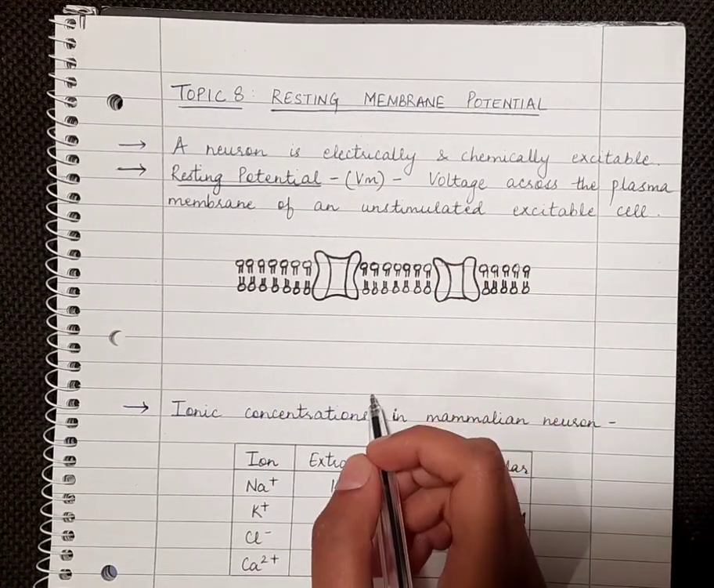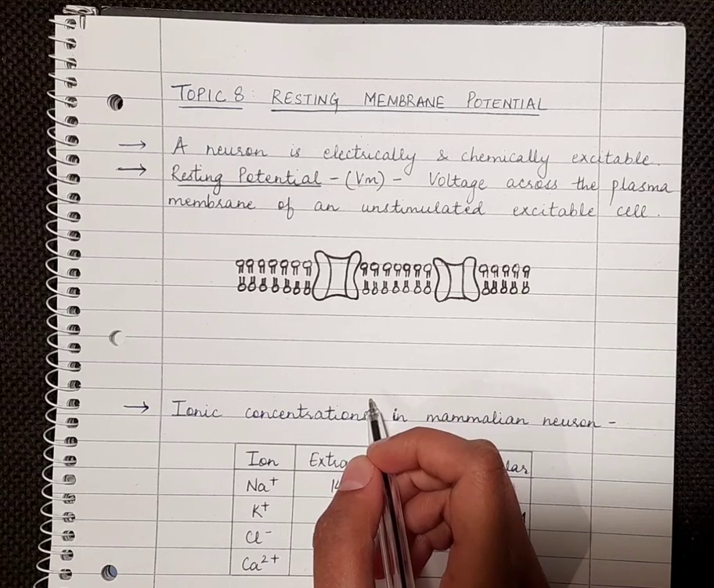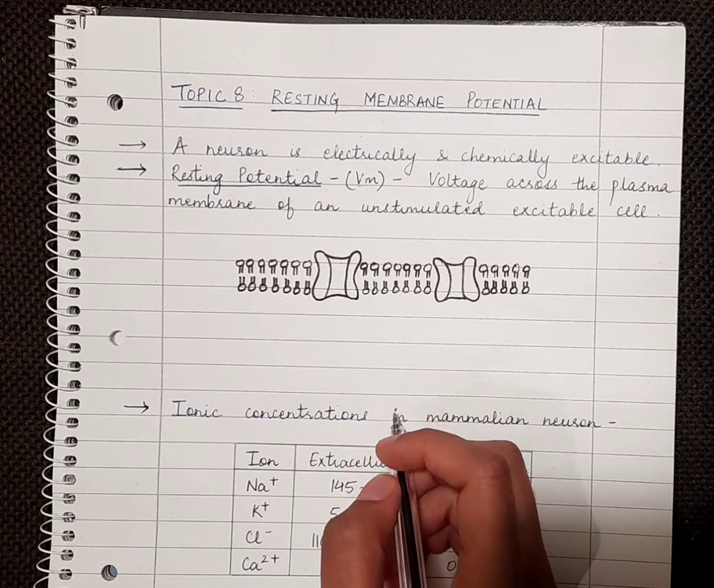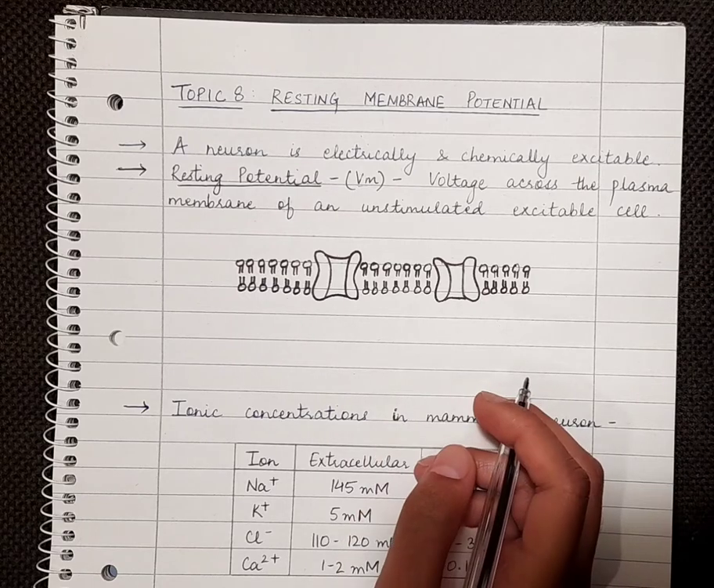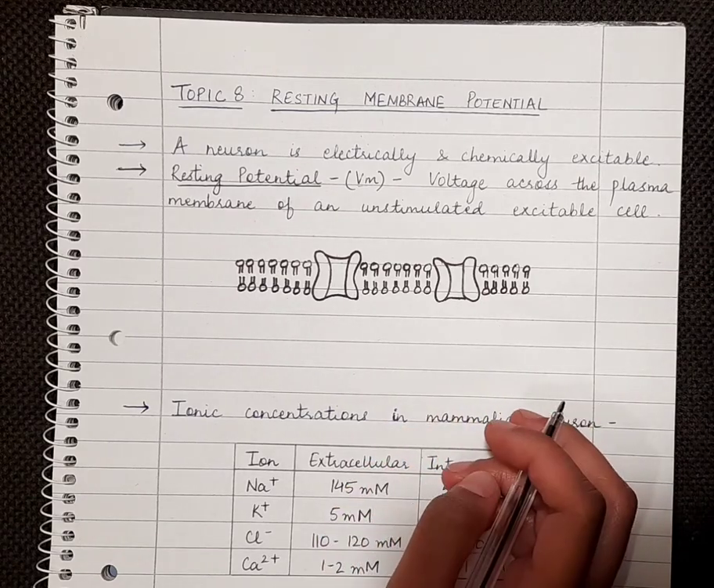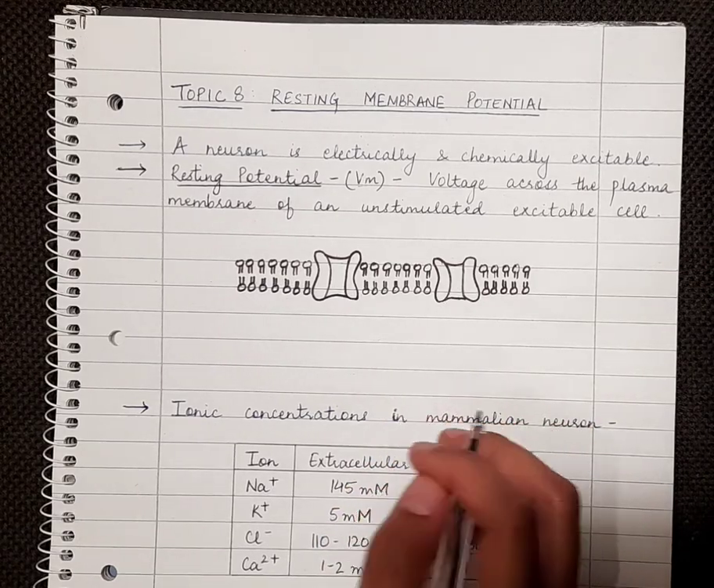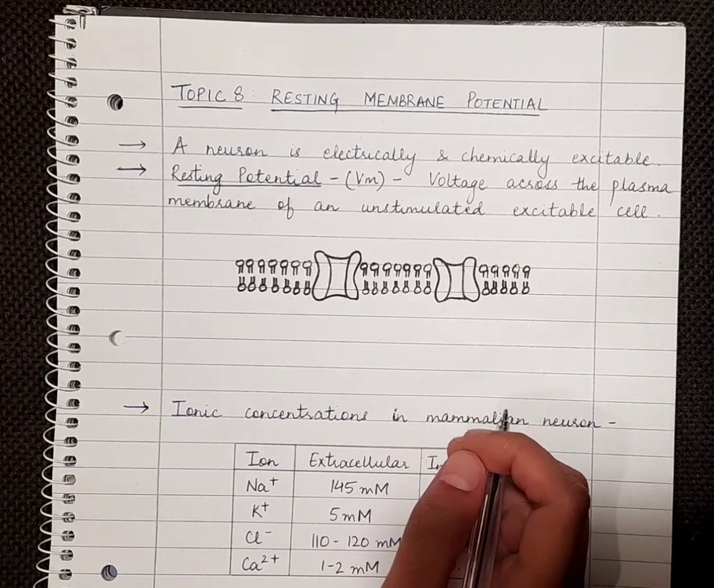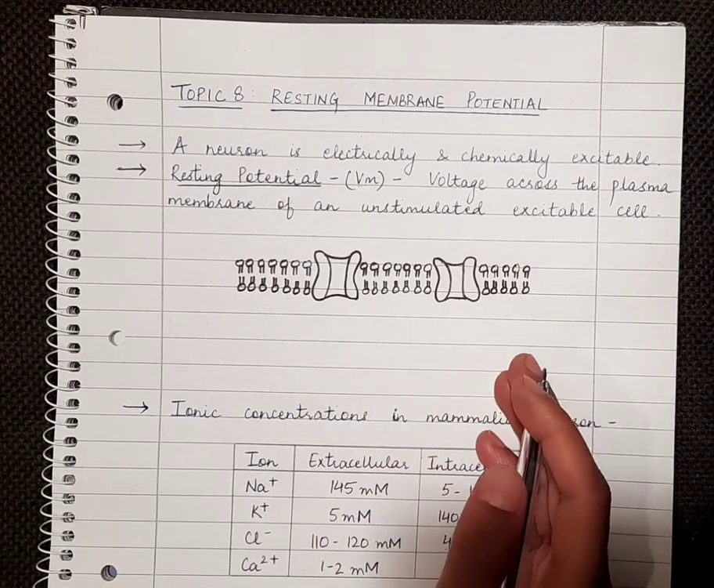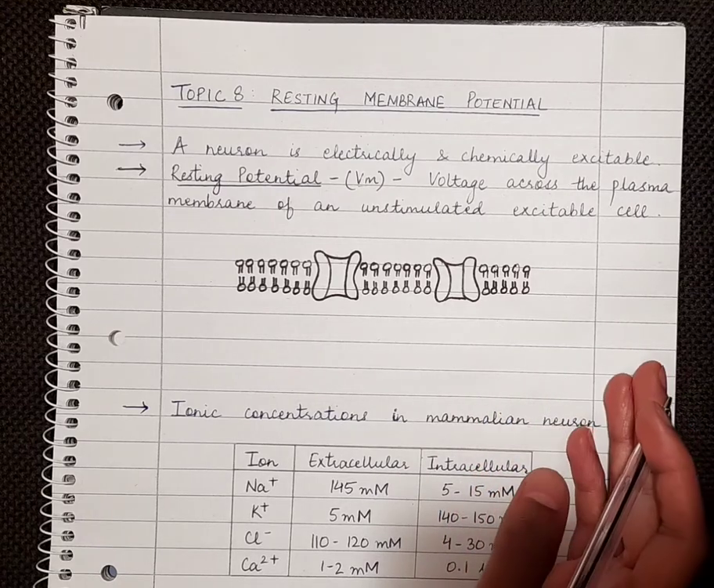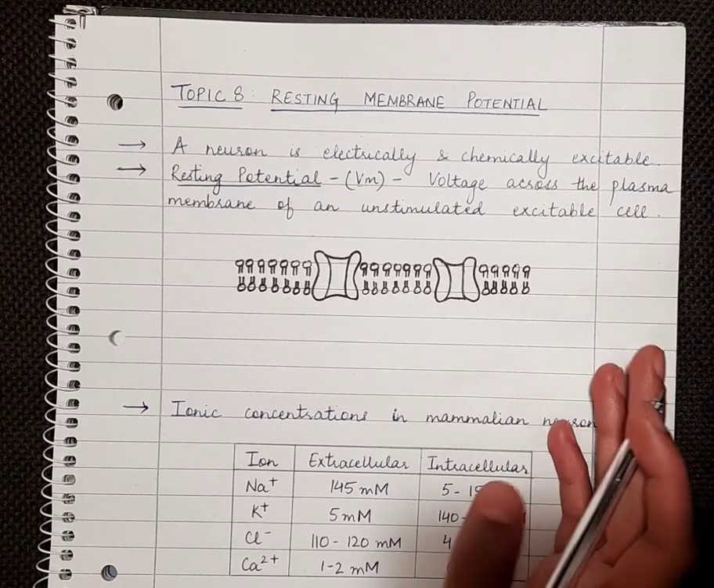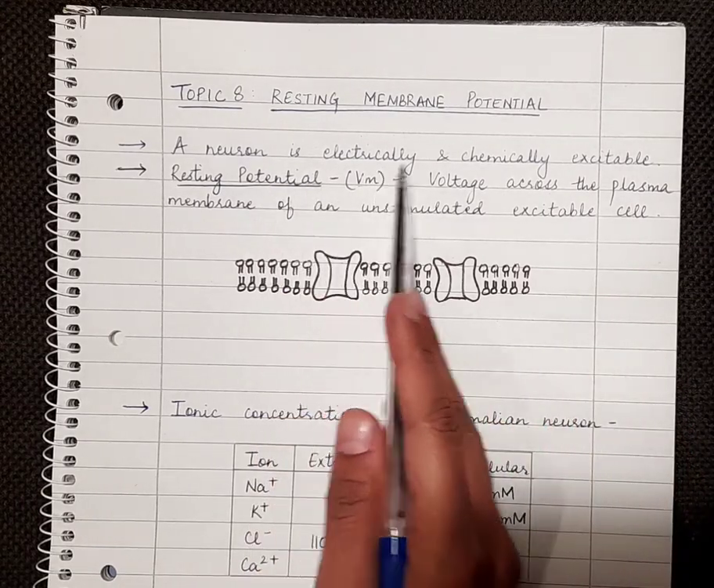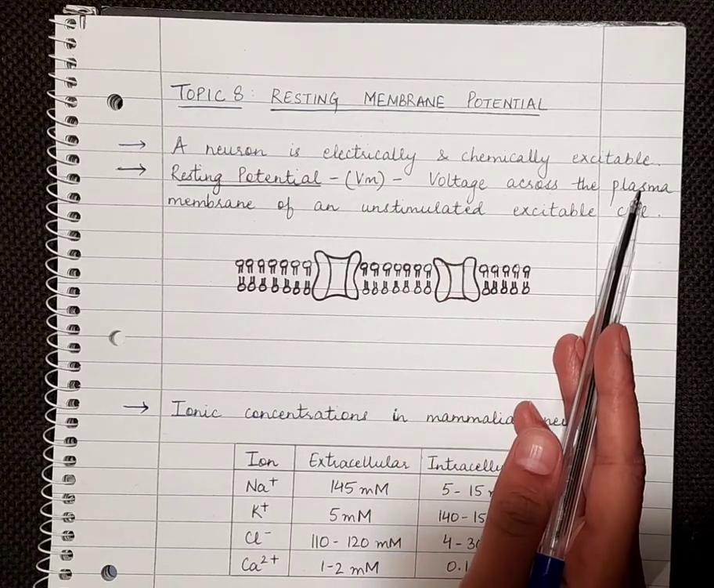Now, as we discussed in our previous videos, a neuron sends as well as receives signals or electrical impulses from other cells, right? And we also discussed there are two types of synapses, electrical and chemical, and they transfer the signals to excite the postsynaptic neuron. So in that way a neuron is both electrically and chemically excitable.